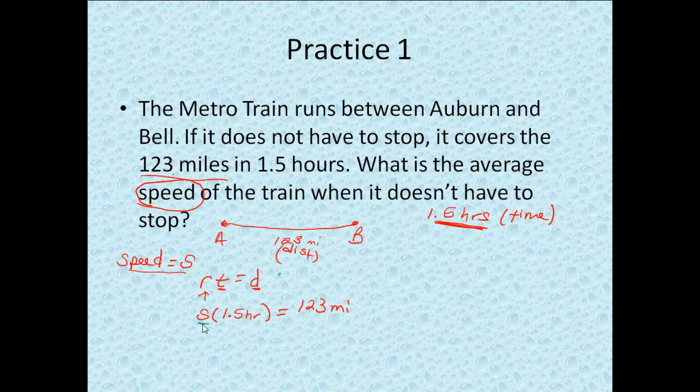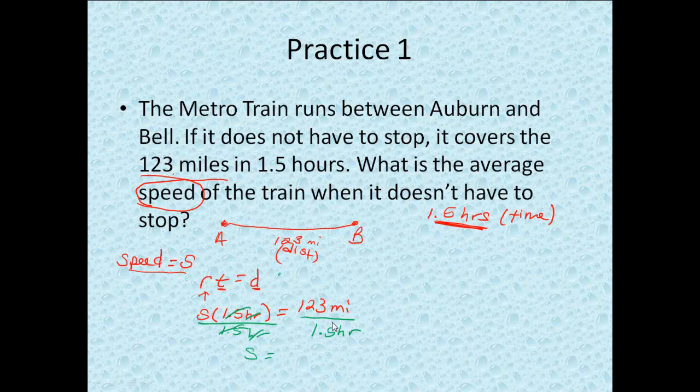I need to isolate the s, so that means I need to get rid of this 1.5 hours. Well, since s is being multiplied by 1.5, in order to undo that, I need to divide everything by 1.5 hours. And to keep it equal on both sides, I have to divide over here by 1.5 hours also. Now on the left side, those will cancel out and turn into 1, so I'm just left with s. And on the right side, I have 123 divided by 1.5.